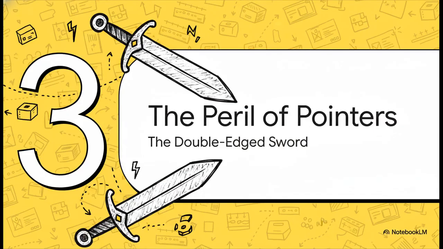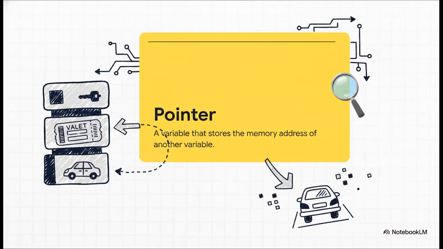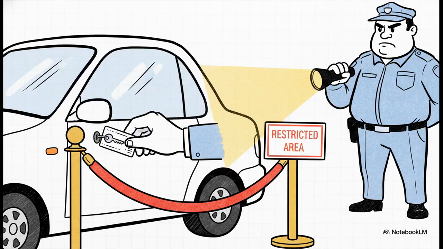Okay, so how do we actually manage all this memory on the heap? The answer is pointers, but as we're about to see, they are a true double-edged sword. At its core, a pointer is actually pretty simple. It doesn't hold data itself, it just holds the address of where the real data lives in memory. It's literally that valet ticket we were talking about before. But what happens when you use that ticket wrong?